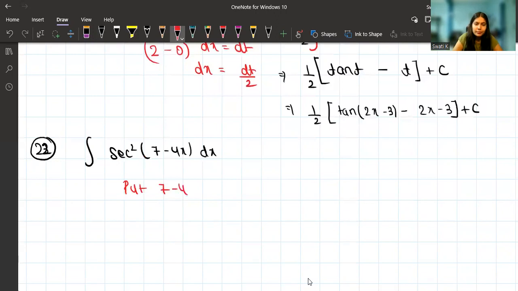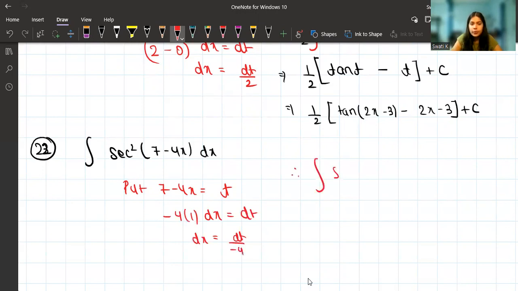It's very simple. The derivative of 7 is 0, so that is 0 minus 4 is outside. Derivative of x with respect to x is 1. And then of course dx equals dt. So clearly dx will become dt upon minus 4. Therefore you can write down your question as sec square 7 minus 4x as t, so sec square t, dx is dt upon minus 4, so I'm writing that outside.